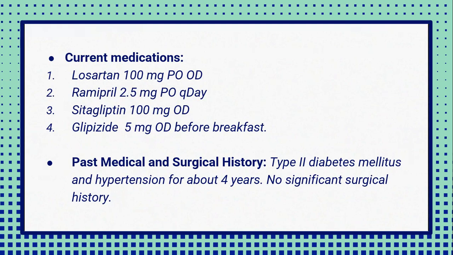No significant surgical history, which means that there wasn't any kind of surgical procedure performed on the patient. But when it comes to history, he has been suffering from type 2 diabetes mellitus and hypertension for almost 4 years.